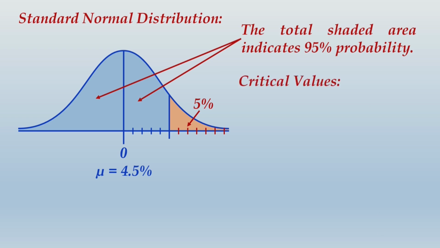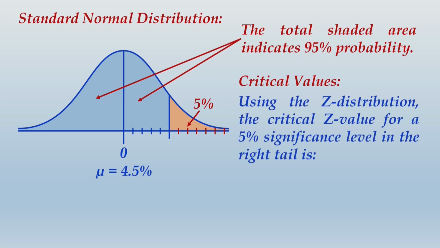Now we talk about the critical values. Using the Z distribution, the critical value for a 5% significance level in the right tail is, now we don't know how much that will be unless we refer to the Z table. So let me do one thing. Let me stop over here and first take you to the Z table so that I will be able to explain to you what exactly will be the Z score where the level of significance for a right tail test is 5%. So let me take you to the Z table.